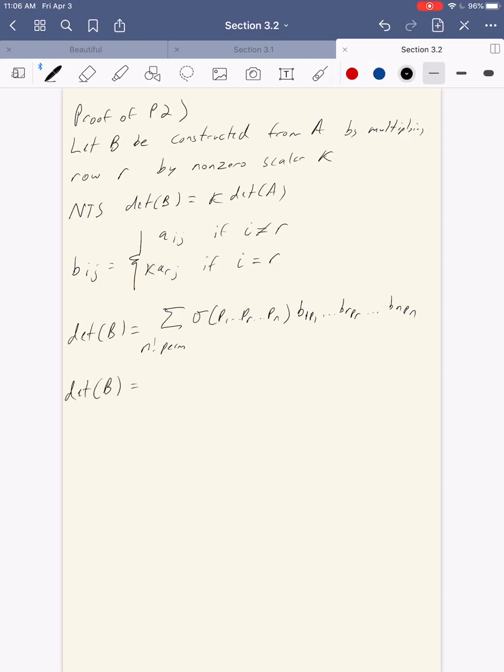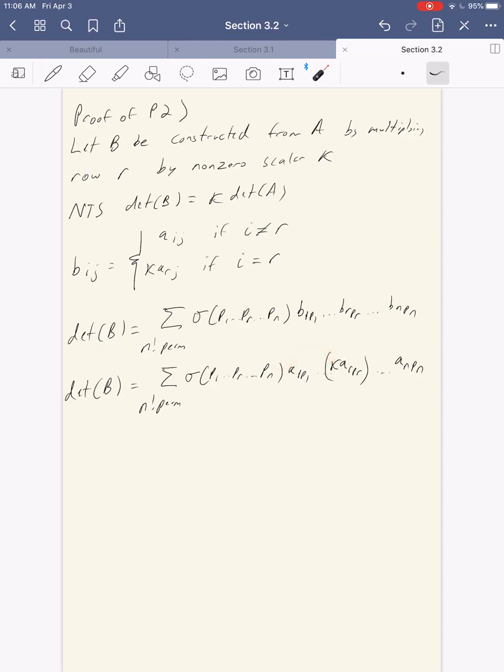So determinant of B is the sum over the n factorial different permutations, the sign of each permutation. This one, like we said, is not the row that we multiplied, so those are just A1, P1. This one then is the one we multiplied, so we replace that with K, A, RPR, K ARPR. And let's put some parentheses around that, and then dot, dot, dot. And then finally, this one should be replaced with ANPN. So the only one that is replaced by something a little different is this one being replaced with K ARPR.